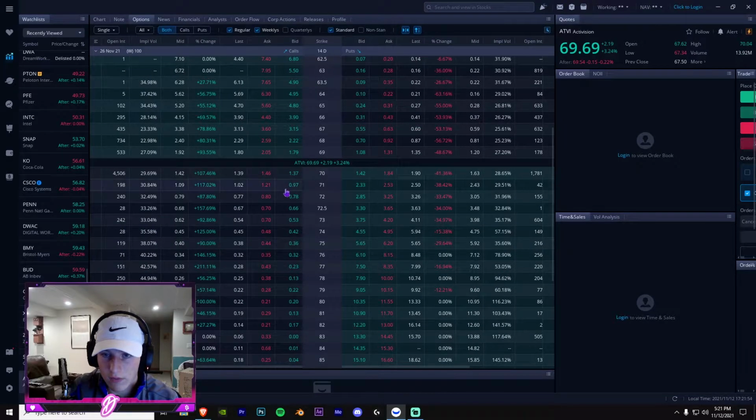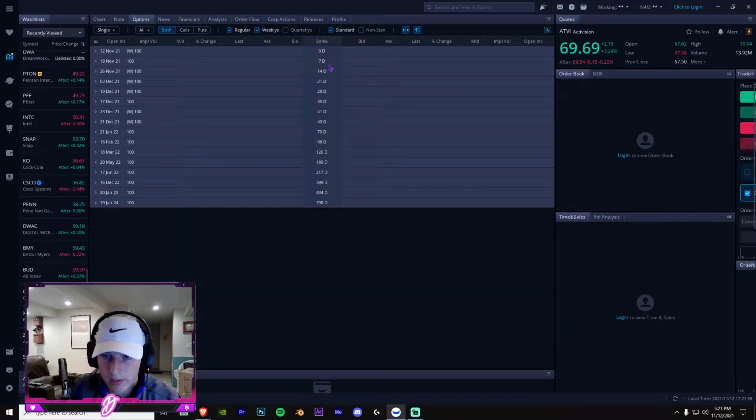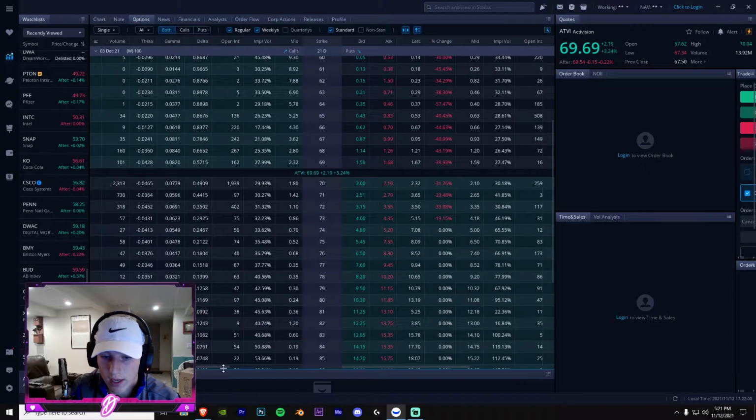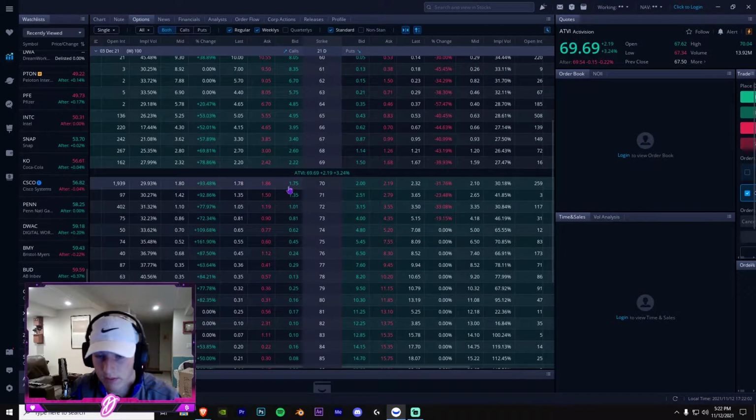So if we look at the 14-day 70 strike, the bid and ask is 1.37 and 1.46. But if we go to the 21-day, the bid and ask is 1.75 and 1.86. So that's almost a $40 increase. So this is a strike price. These numbers are strike prices.